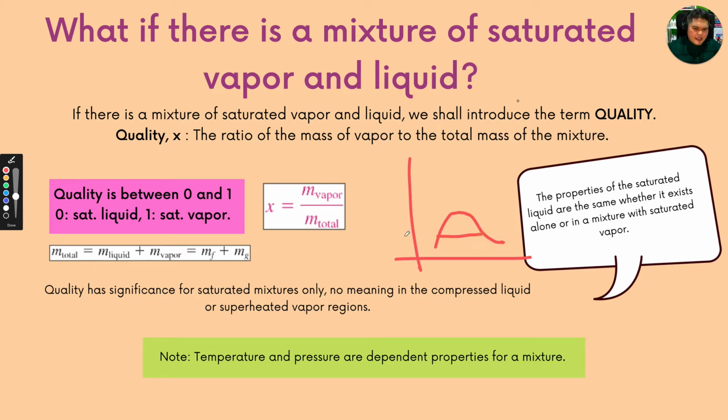That means it exists at the same temperature. What only changes is the volume. This is vf, for example, and this is vg. Along the way, what changes is just the volume, but properties such as temperature and pressure remain the same. It is at the same pressure and the same temperature. What this means is that temperature and pressure are dependent properties for a mixture.